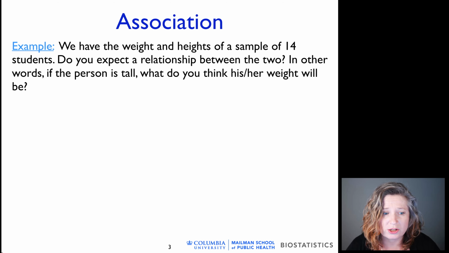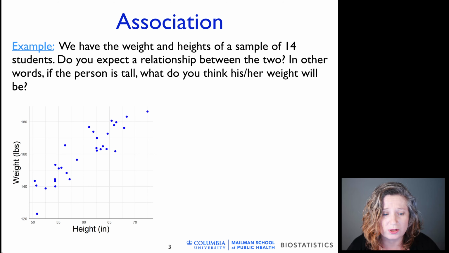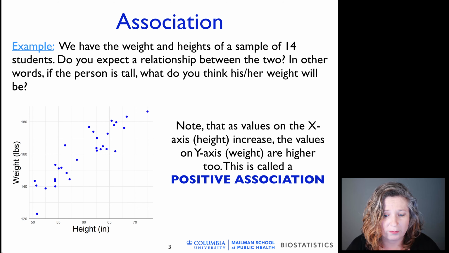So what is association? Here is an example. We have heights and weights of a sample of 14 students, as you can see in the graph. Do you expect a relationship between these two? Association is a measure of relationship commonly used between two continuous variables. For instance, we can see a relationship between two variables if knowing one value for one variable, we can estimate the other variable. Here, if we know that the person is tall, we can estimate the person's weight reasonably well.